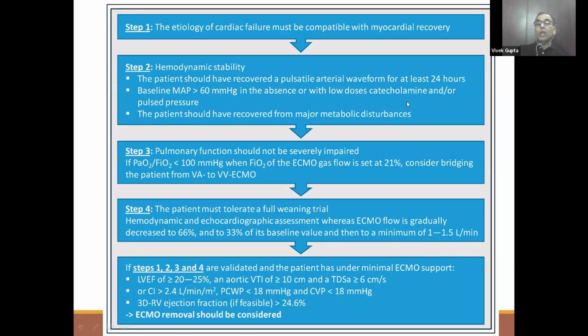And when you have reached a level of 1 to 1.5 liters per minute of flow, and the patient is sustaining his blood pressure, his ejection fraction is fine, his echocardiography shows an improvement in myocardial function, and the lateral mitral annular velocity and aortic VTI are good, that means this is the time for trialing off ECMO. We can remove the ECMO if the cardiac index is above 2.4 and there is no increase in the pulmonary capillary wedge pressure and the central venous pressure. Then definitely you can think of taking ECMO off these patients.